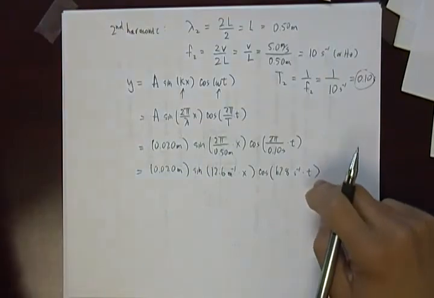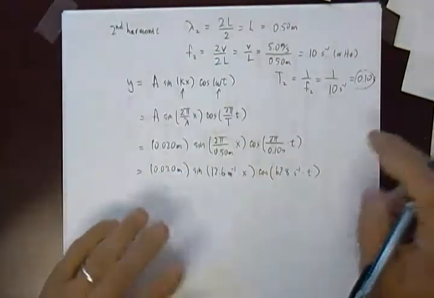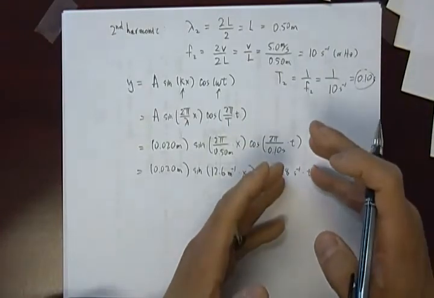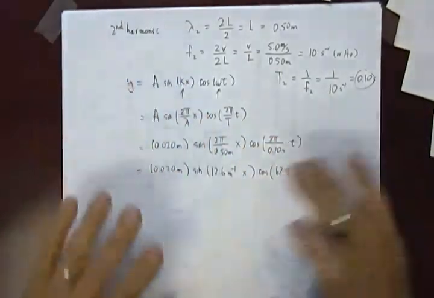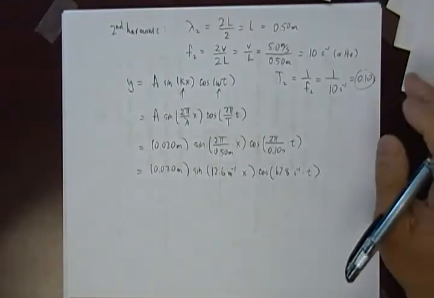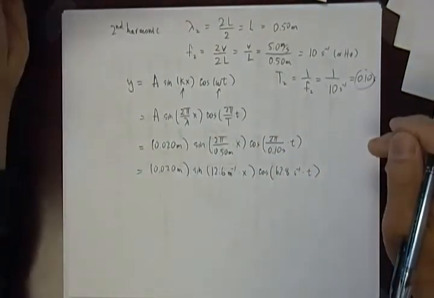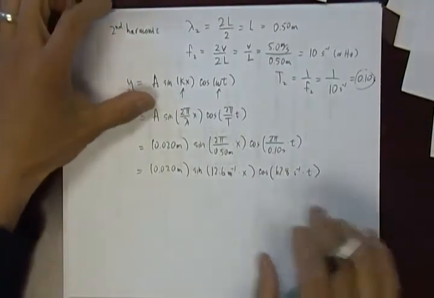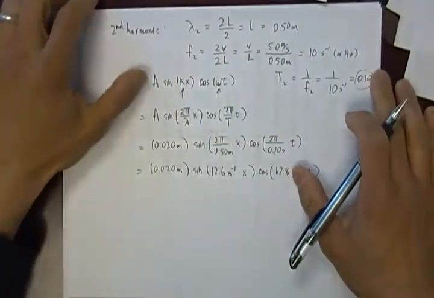Now, I realize there is a little bit of ambiguity as to whether you want to put a phase angle here or something like that. But this is the simple waveform as we did it for the string previously. If you have a question on this, please do send me an email.